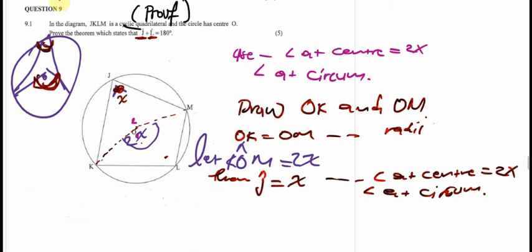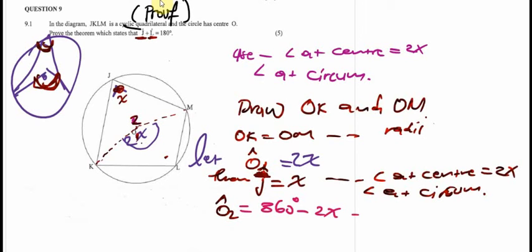Instead of saying KOM, you can just say O1, as long as you labeled it on your diagram. So you can say angle O1, you let angle O1 equal x. This one is O1 and this one is O2. Then you already say that your angle J is x, because angle J is half the angle at the center. So your angle O2 should be equal to 360 degrees minus 2x, and the reason is simple.